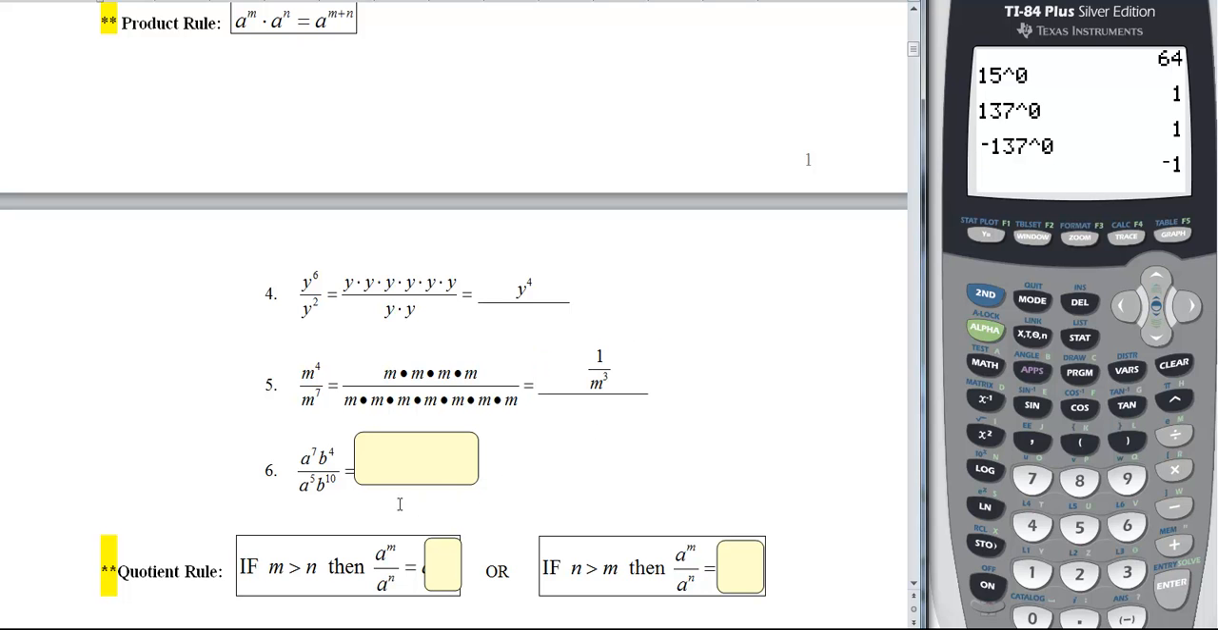Now see if you can do this one before I do it. Pause me if you have to. Let's see. My a's outnumber the ones in the bottom, so I'd end up with a squared up top. In the denominator, looks like the b's would end up down there, and I'd have 6 of them. So that should have been your answer.